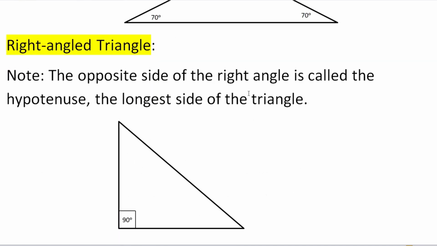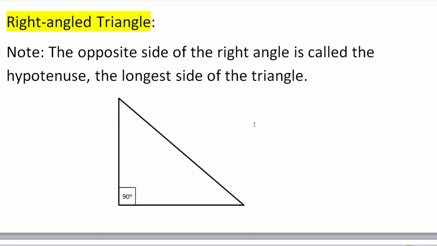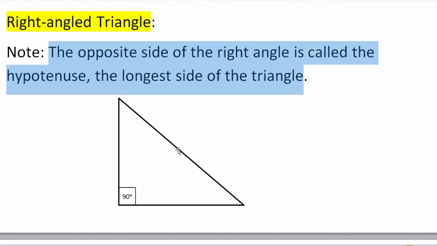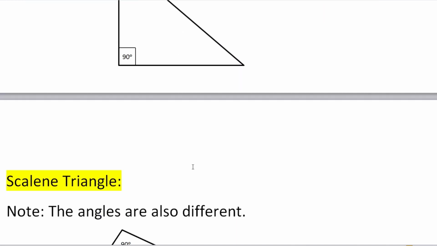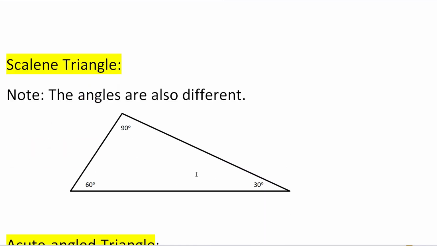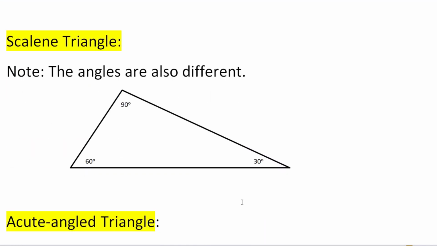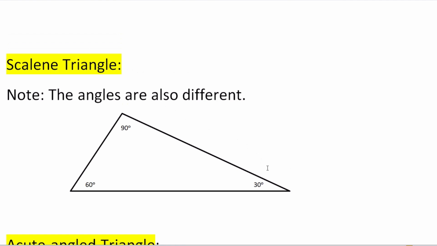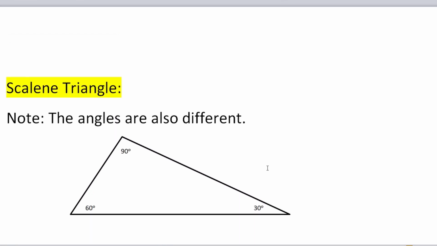A right-angled triangle has one right angle, that is 90 degrees, and the side opposite the right angle is the longest side of the triangle, called the hypotenuse. If I remember clearly, in my videos about angles, I mentioned that the right angle is also known as the 90 degrees angle. A scalene triangle has all three sides of different lengths. The angles found in this triangle are also different, notwithstanding they all sum up to 180 degrees.